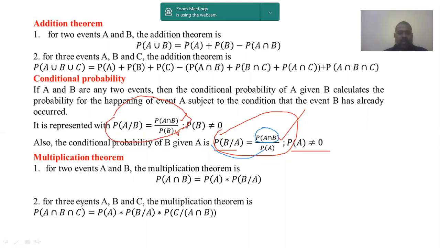When you are taking three events A, B, C, the multiplication theorem is as follows: probability of A intersection B intersection C, that is the happening of A and B and C, is equal to probability of A into probability of B over A into probability of C over A intersection B. Now we will see examples on these things.